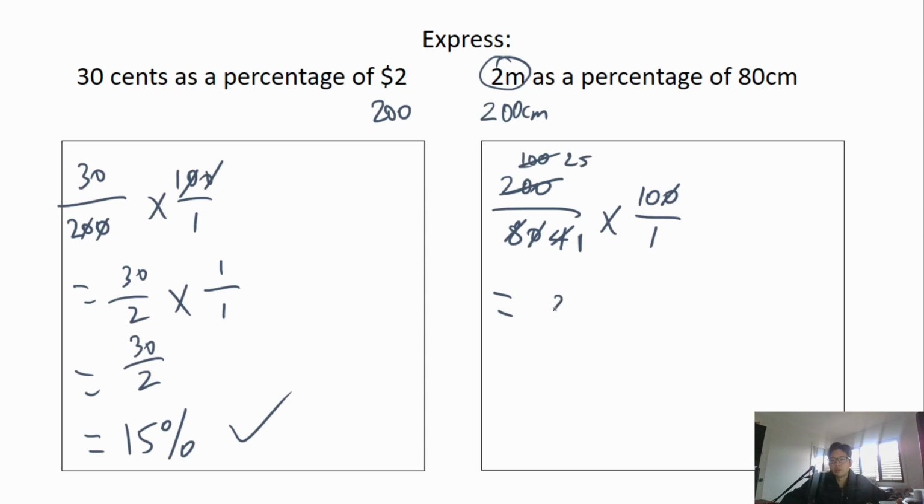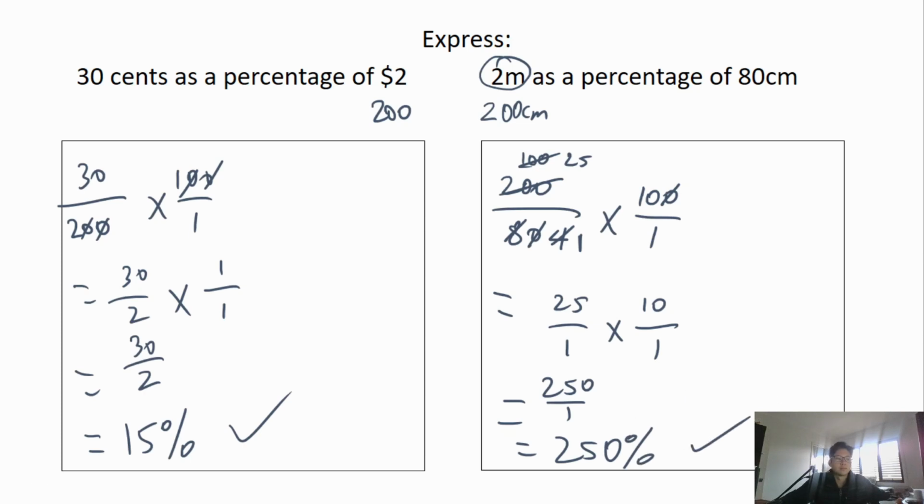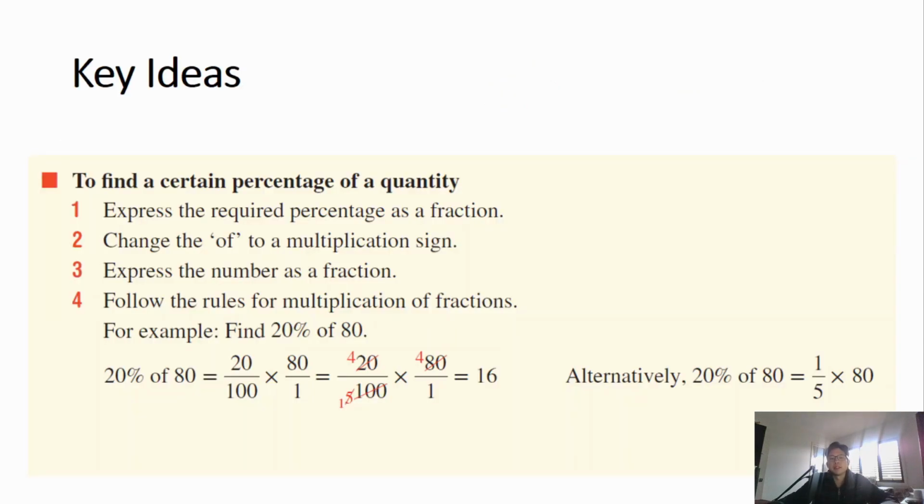So we have 25 over 1 times 10 over 1. If we work that out, that gives us 250 over 1. So our answer is again 250%. Give yourself a tick if you got that one correct. So let's move on to the next part of the lesson, and that is to find a percentage of a quantity.